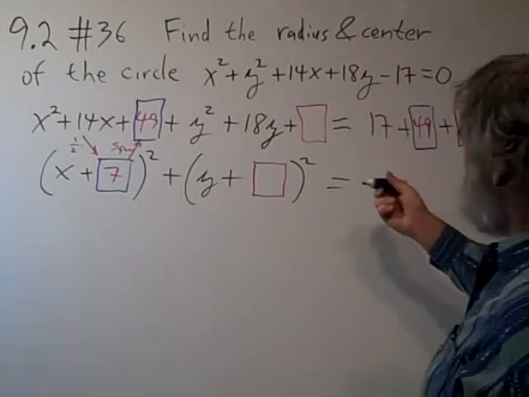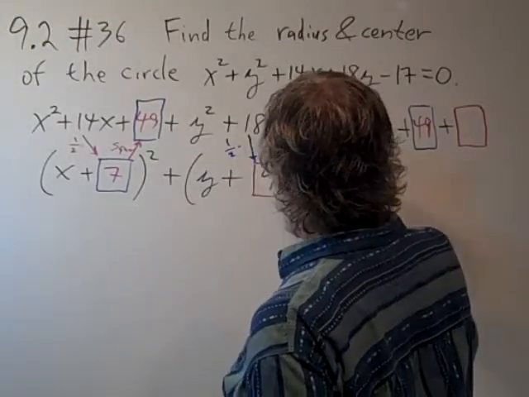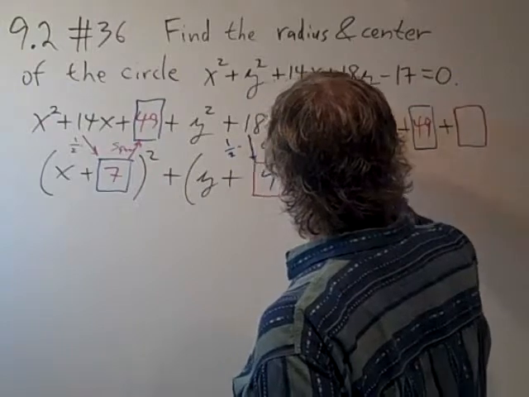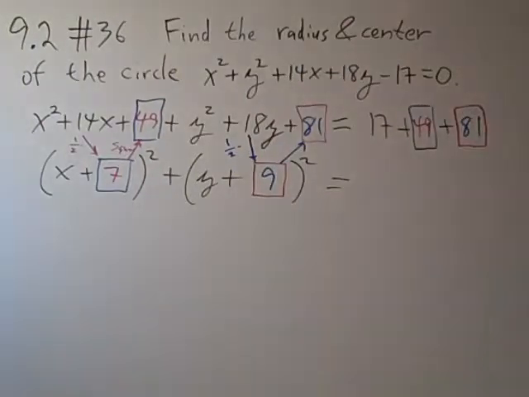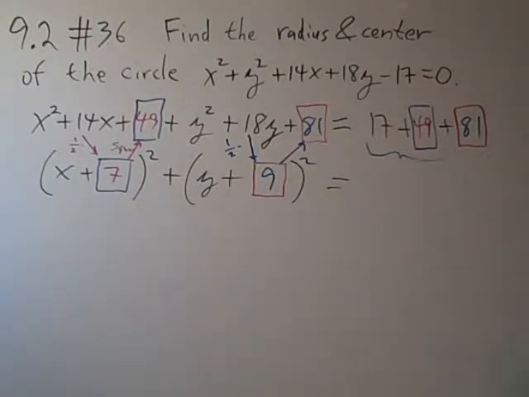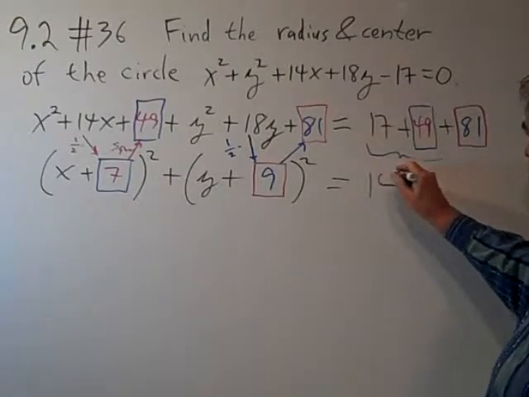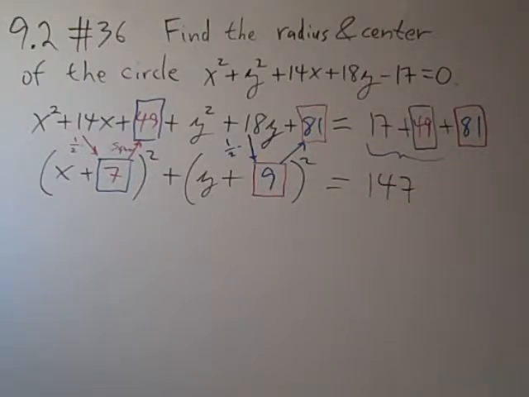Then for the y's, you can take half of 18. 1/2 times 18 is 9, and 9 squared is 81. So we also have to add 81 to the right side. So adding up those numbers on the right, 17 plus 49 plus 81, we get 147. So we've almost got this equation into standard form now.